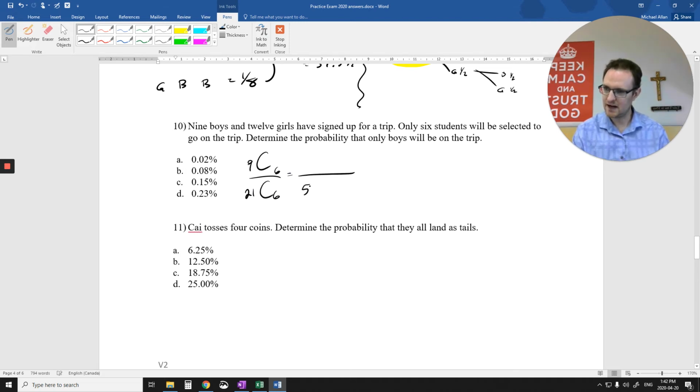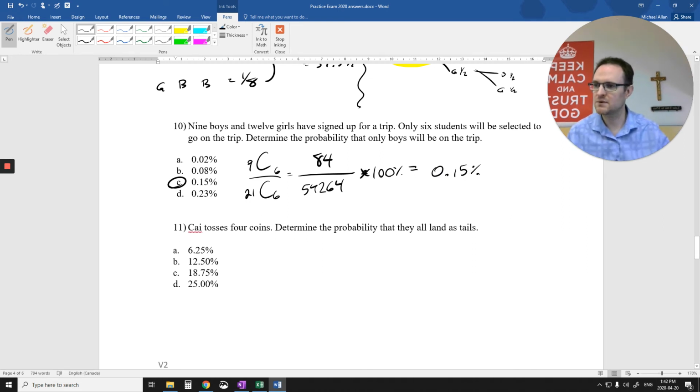So it's actually like 54,264 different ways I can choose those 6 from the 21 kids. But there are only 84 ways to choose all boys. So it's 84 favorable outcomes out of the total 54,000. But I'm going to just times this by 100. I'm going to punch in my calculator. I'm going to get a kind of decimal here, but you're going to get 0.15%. Not very likely this will happen.